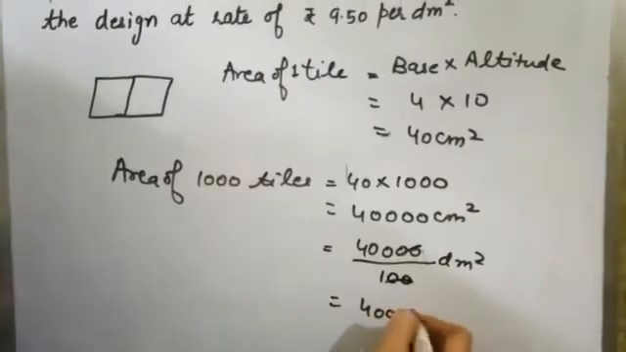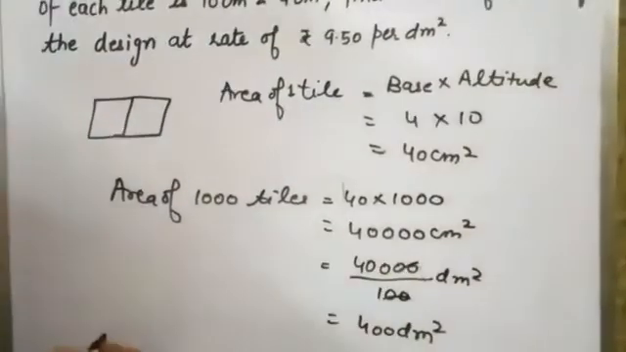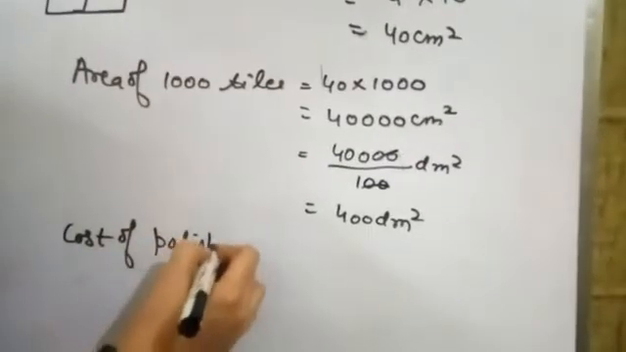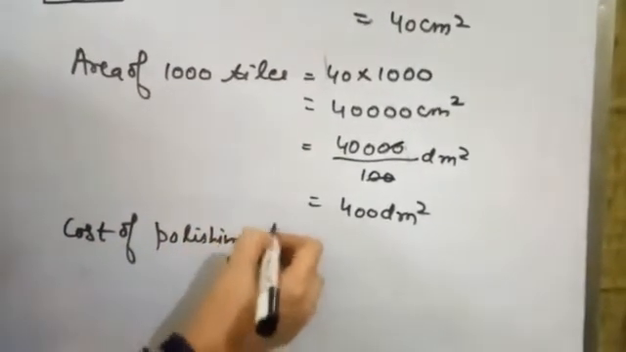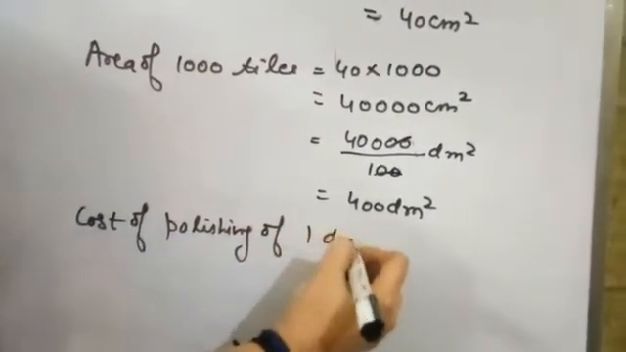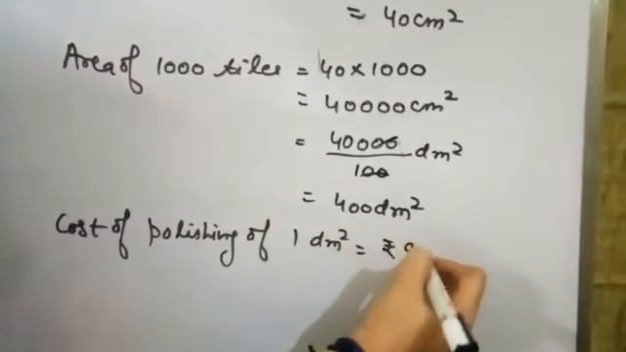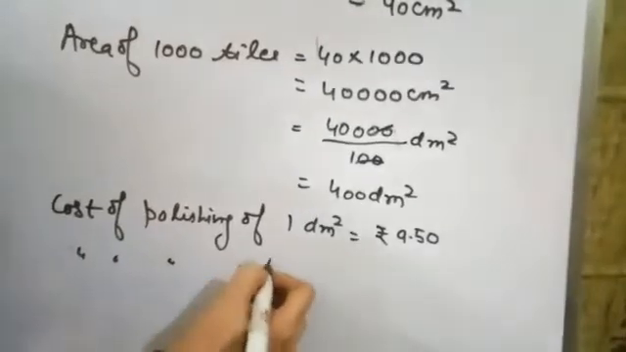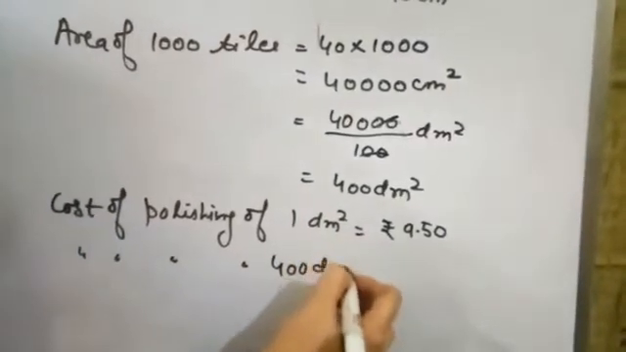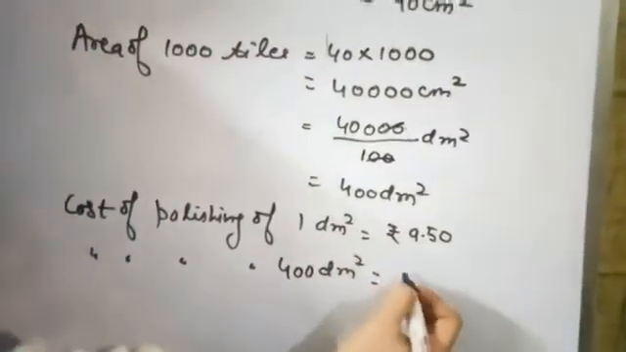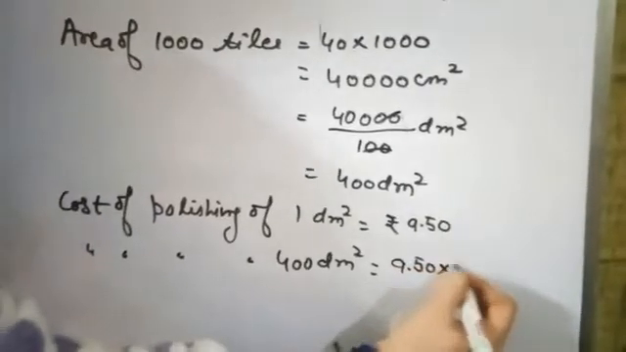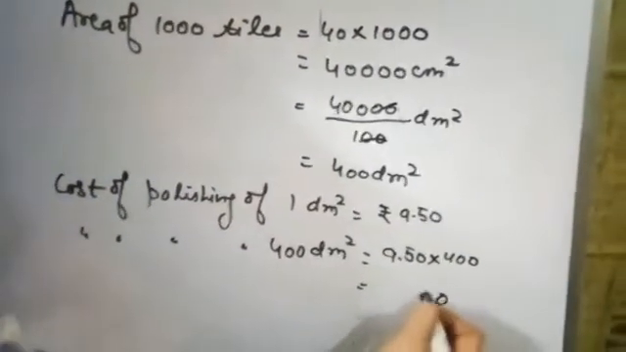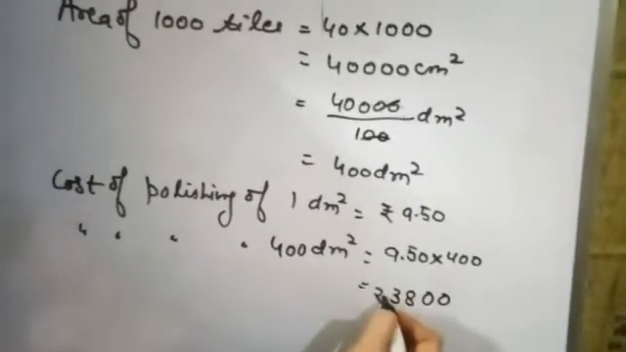400 decimeter square. Now the cost of polishing of 1 decimeter square is rupees 9.50, 9 rupees 50 paisa, and the cost of polishing of 400 decimeter square, we multiply 9.50 into 400, that is rupees 3800.